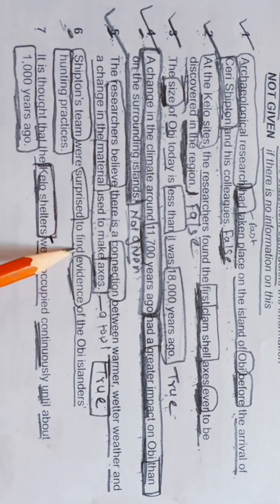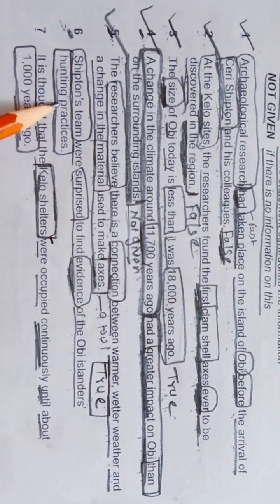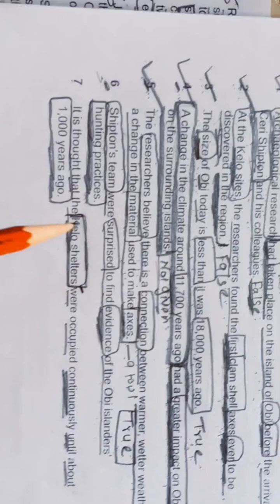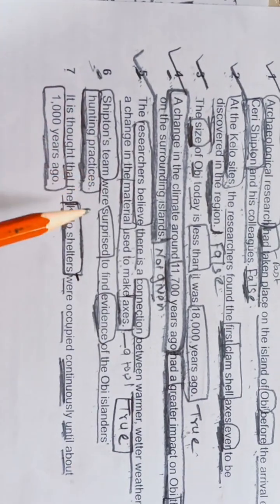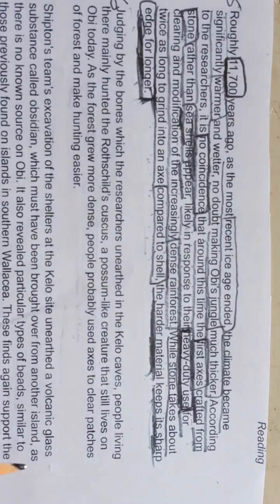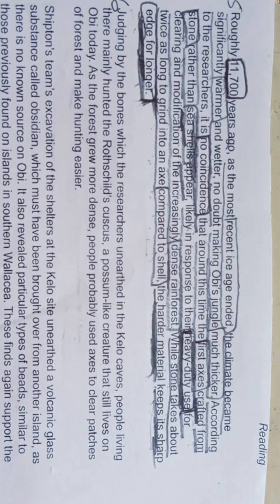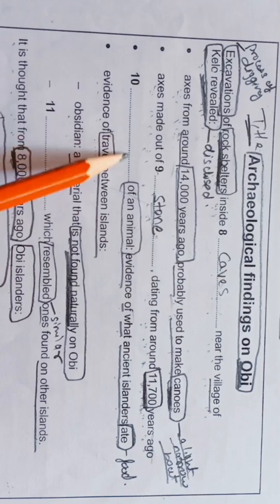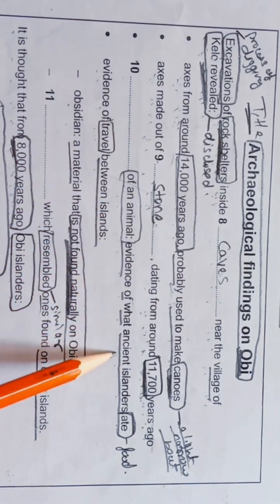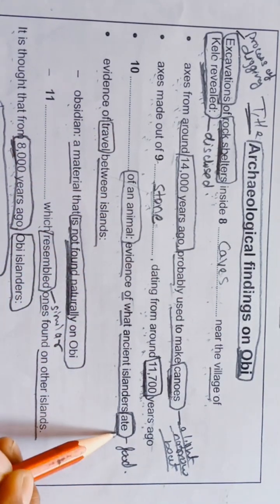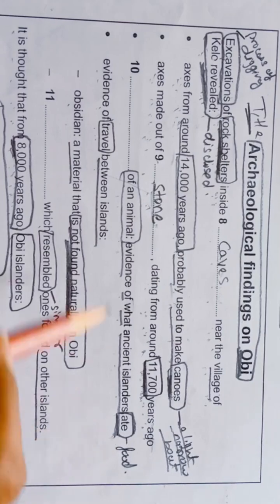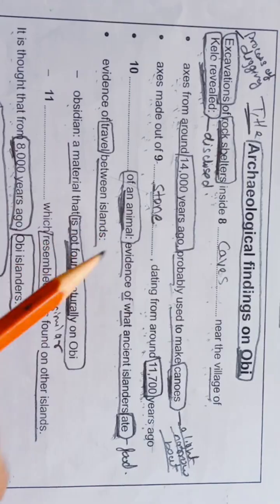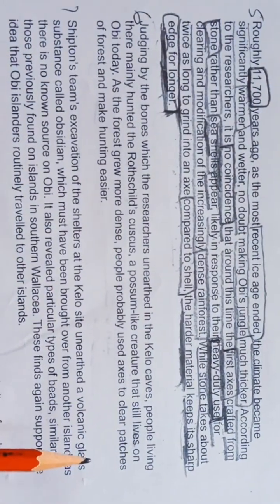Shipton's team were surprised to find evidence of the Obai Islanders' hunting practices. So we have to look for these keywords, Shipton's team and hunting practices. Let's move forward and complete the notes: dash of an animal, evidence of what ancient islanders ate. Here they are talking about food, eating habits, what they are eating. So we have to look for this keyword, animal. Now let's quickly move towards our sixth paragraph.